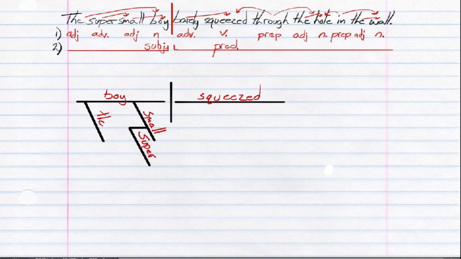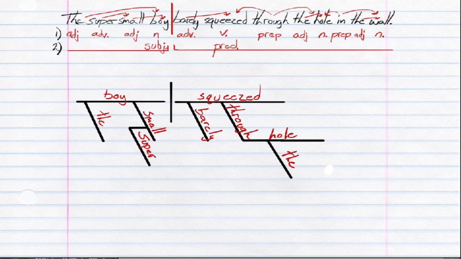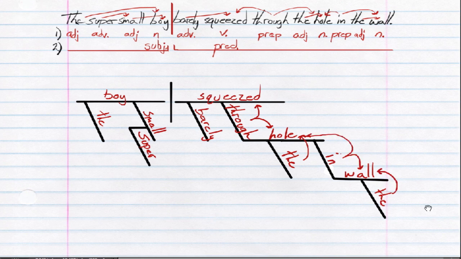Then we go to the predicate and we see, do we have any words directly modifying squeezed? And we get barely. Then, after that, we have a group of words that work together to modify squeezed: through the hole, shown as a relationship like this. Now we have a group of words that describe hole: in the wall, as shown in this relationship. So go ahead and get out your notebook now and write this down. Everything you see right here on the screen.